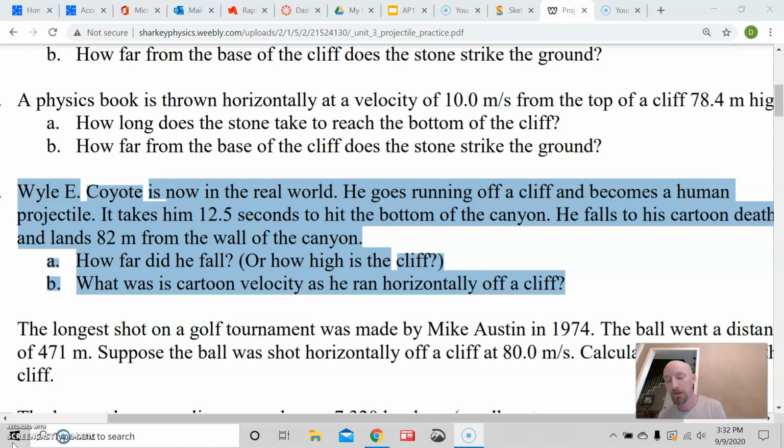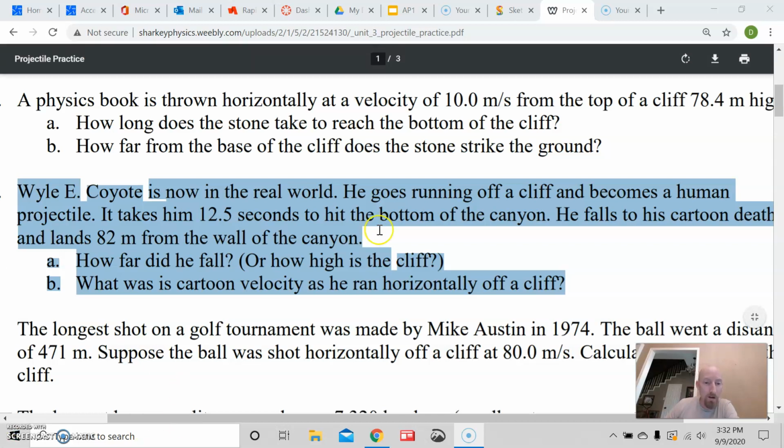So how do we approach problems? Well, we relax. We read the problem. We read it twice. Draw a picture. So I'm going to draw a cliff. I may not draw Wiley because I'm not a good artist, so I'll probably just draw a circle or something to represent him. I'm going to put some numbers in there. It takes him 12.5 seconds to hit the bottom of the canyon, and he lands 82 meters from the wall of the canyon. So the 12.5 seconds is the time, right?